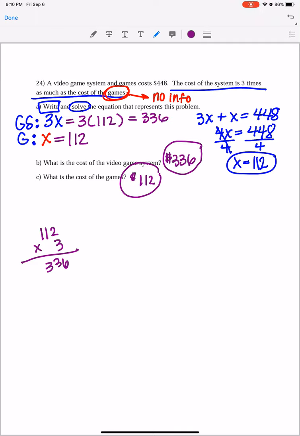Now these are really easy to check. Add these up, and do we get the total that we have spent? So 336 plus 112: 6 plus 2 is 8, 3 plus 1 is 4, 3 plus 1 is 4. So yes, we've done this right.